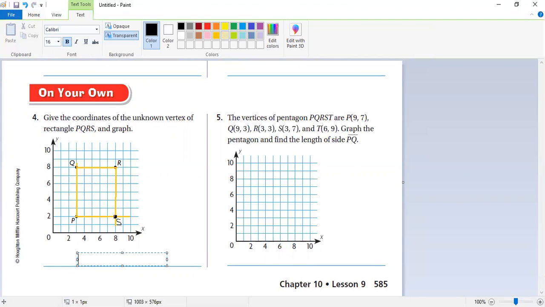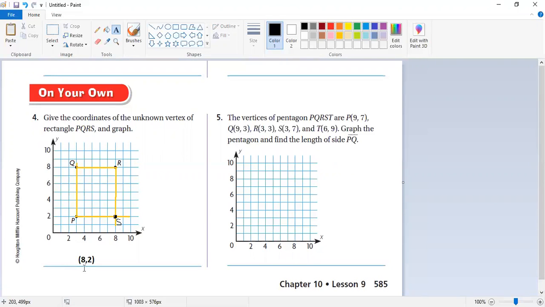That's going to be, let's start with the parenthesis. Then you will write the value of x first. That's 8. And then 2. So the answer to give the coordinates of the unknown vertex is going to be 8 and 2. Value of x is 8 and value of y is 2.